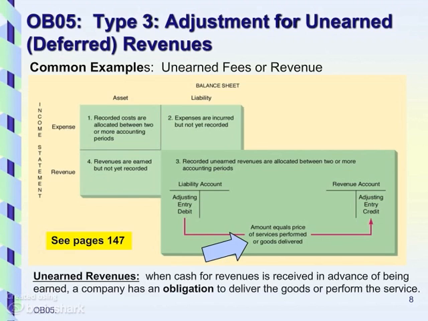So in this case, the adjusting entry is to debit the unearned liability to decrease its outstanding balance and to credit the revenue, reflecting the earning of the revenue and increasing our sales.